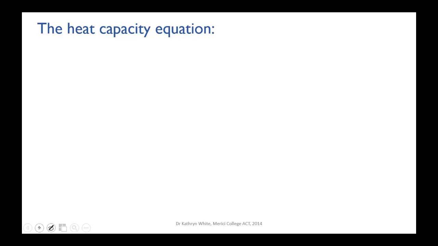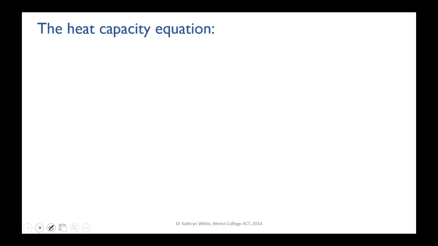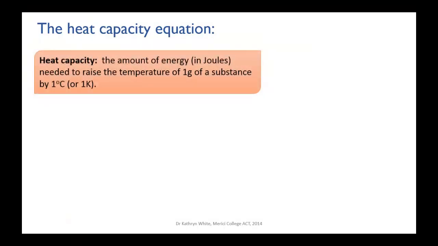For instance, we know that water has a higher heat capacity than concrete, but if you compared a cup of water with a concrete bridge pylon, then the concrete would absorb more heat energy to get to the same temperature, just because there's so much more of it to hold the heat. So, to get over this issue, heat capacity is defined precisely as the amount of energy that's needed to raise the temperature of 1 gram of a substance by 1 degree Celsius. So we're standardizing both the mass and the temperature change that's required.